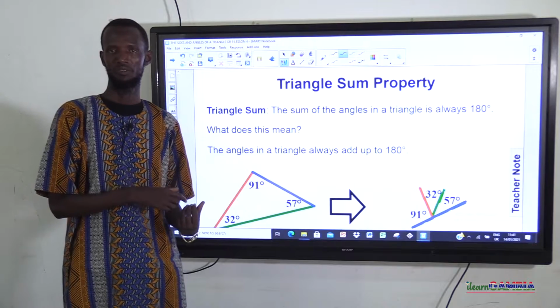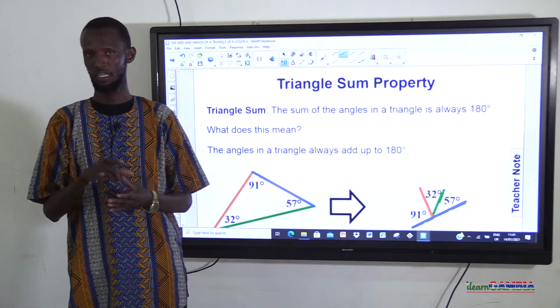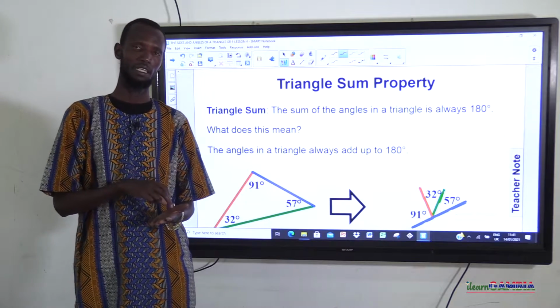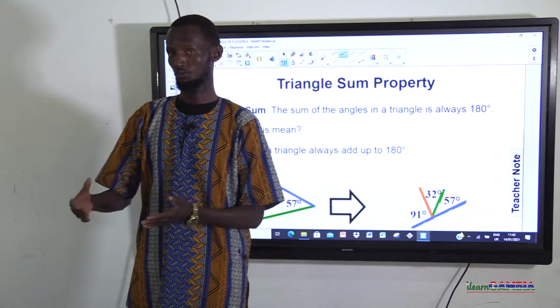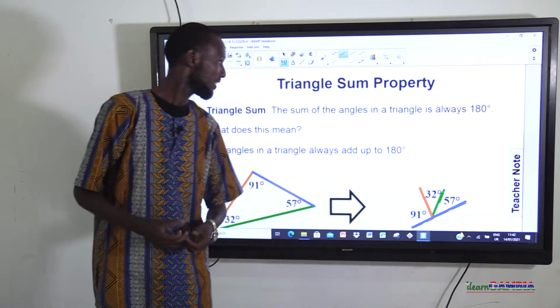Now in our previous lesson, we looked at the sides of a triangle to determine whether they can form a triangle. We went through examples and did it practically as well. I hope you remember that.